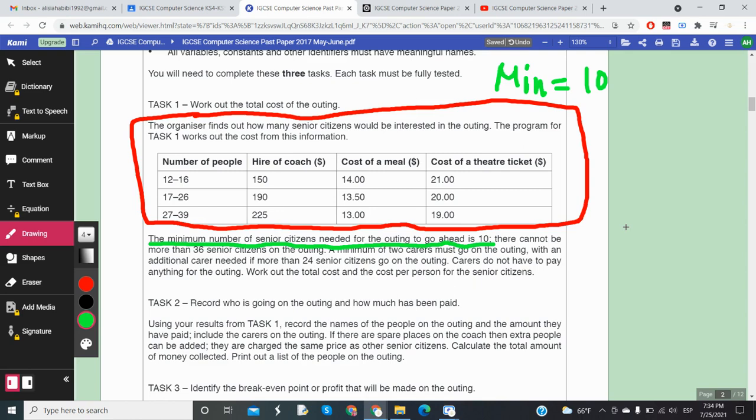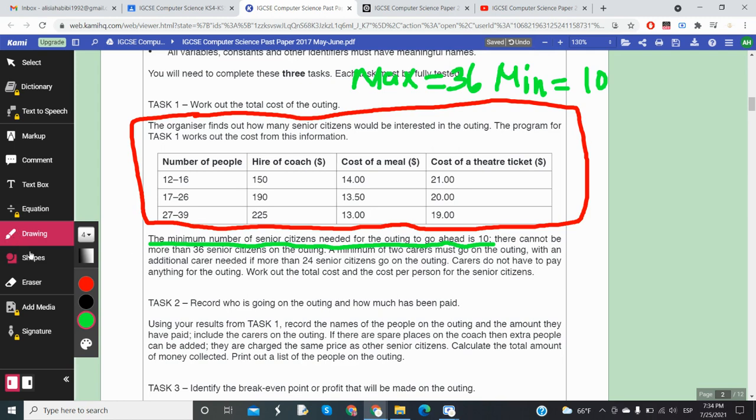So the minimum number of senior citizens that can go for this outing is 10. And then it says there cannot be more than 36 citizens going for this outing. So that tells you the maximum is basically 36, okay? It cannot be more than 36. It can't be 37. It should be just less than or equal to 36.